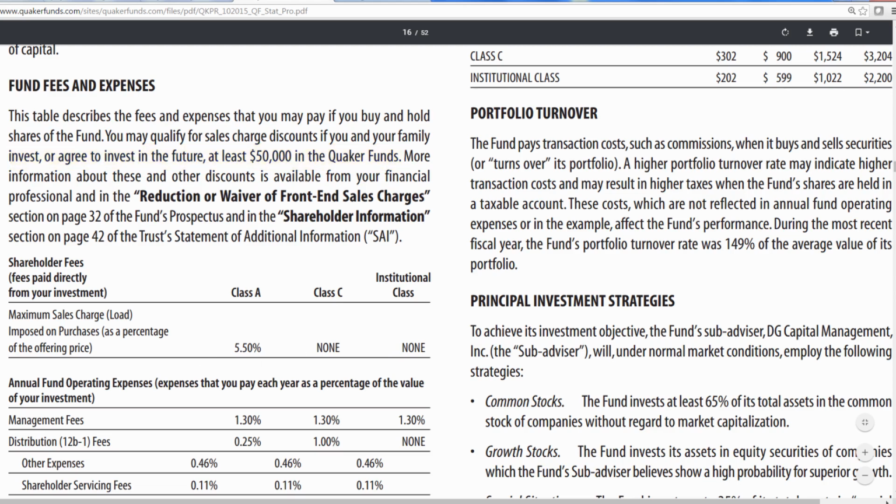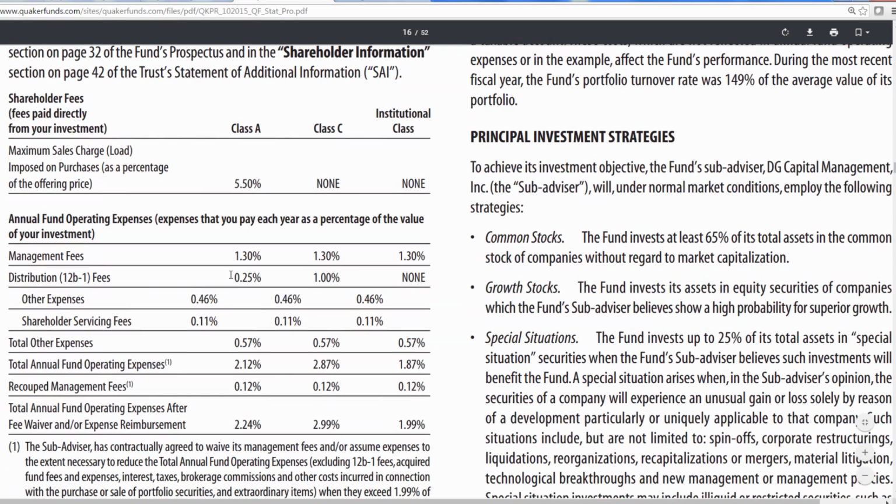But either way, that's pretty high. Even if I was a Class C share, you can see these are the management fees, 1.3. They break down the fees, and there's 12b-1 fees. So these are extra fees that are loaded, wrapped up in your expense ratio. These are your annual expenses. They got some other stuff here. They got fund operating expenses. They got all sorts of stuff in here. The bottom line is that you're going to pay 2.24 or 2.99, depending on the class of share you're buying, every year just to hold that.